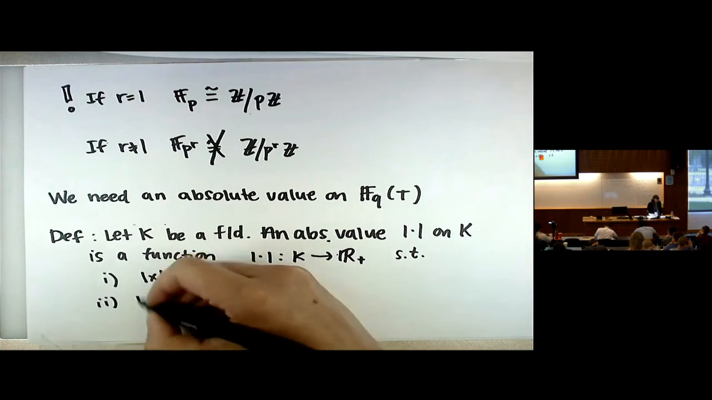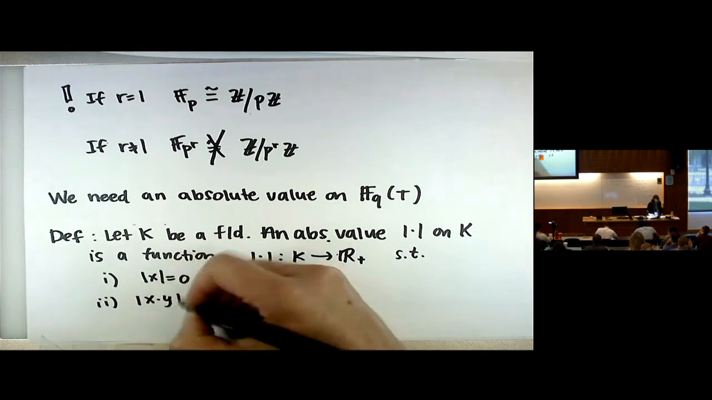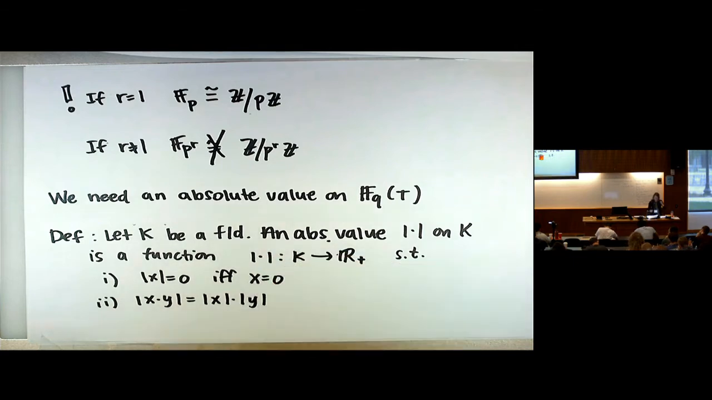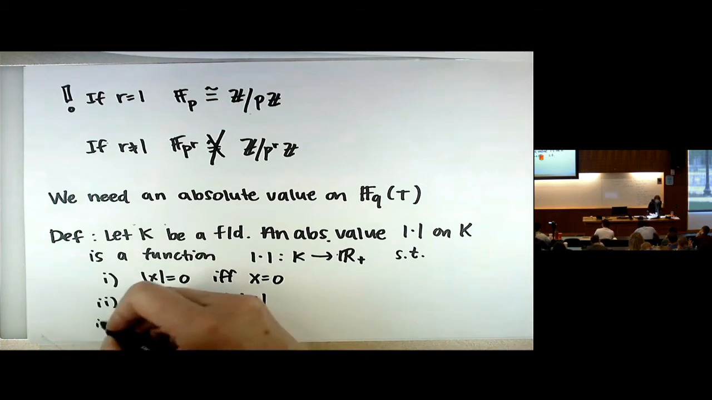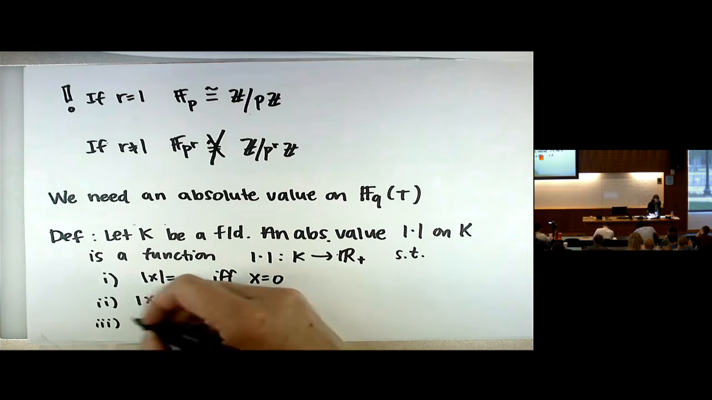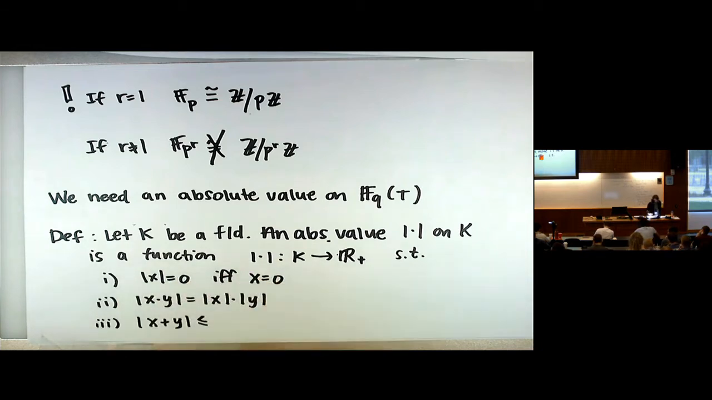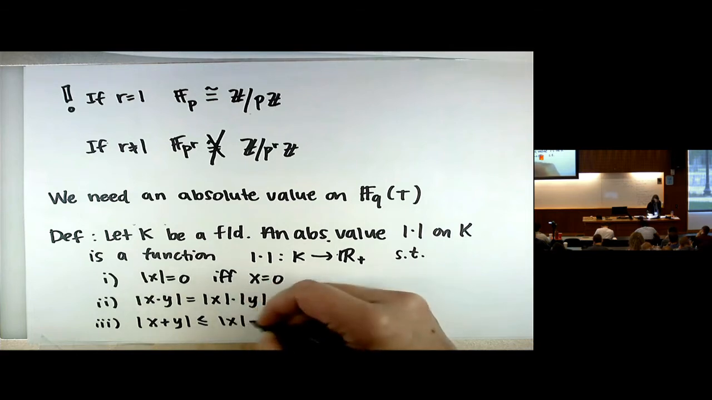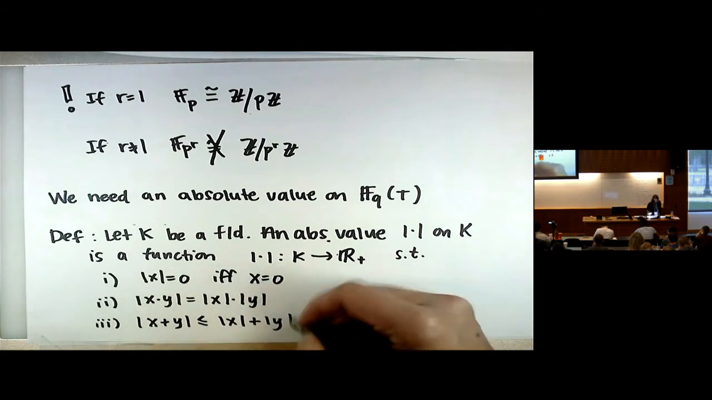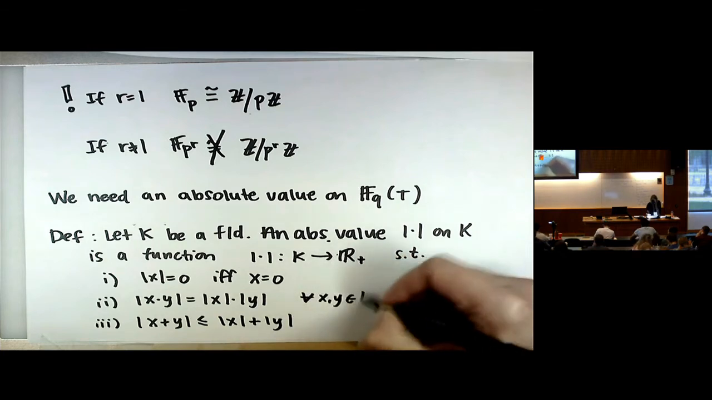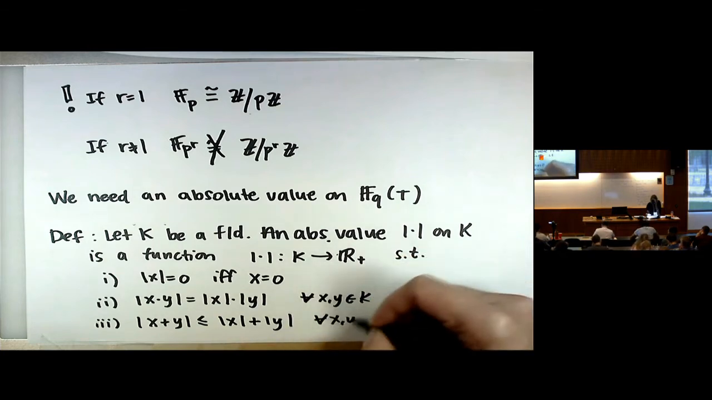2: the absolute value of x times y is the absolute value of x times the absolute value of y. On this side I have multiplication in my field, on this side I have multiplication in the positive real numbers. And then 3: the absolute value of x plus y is less than or equal to the absolute value of x plus the absolute value of y. This is for all x, y in my field.